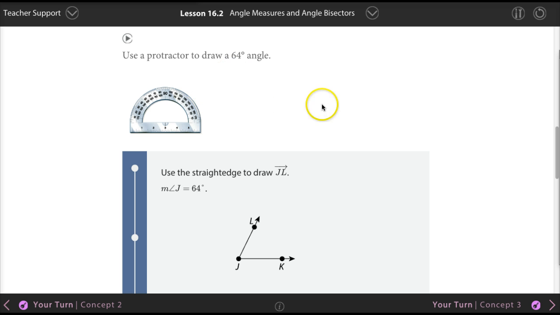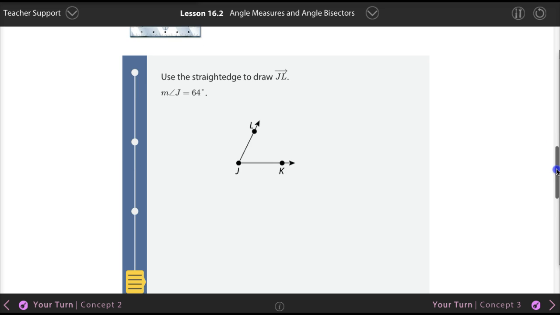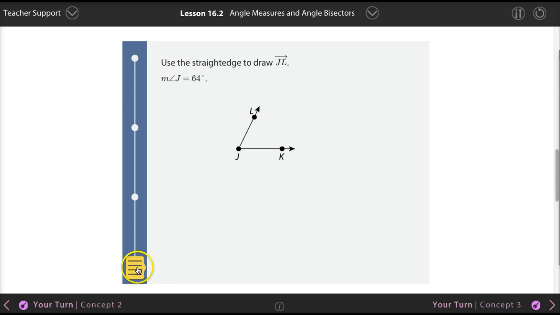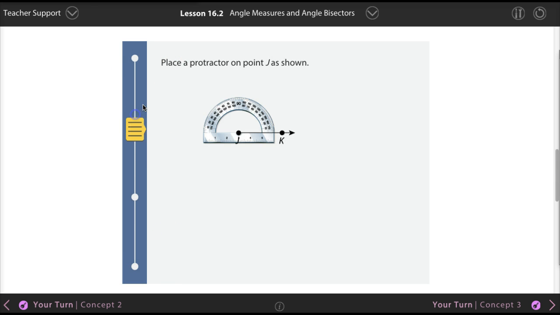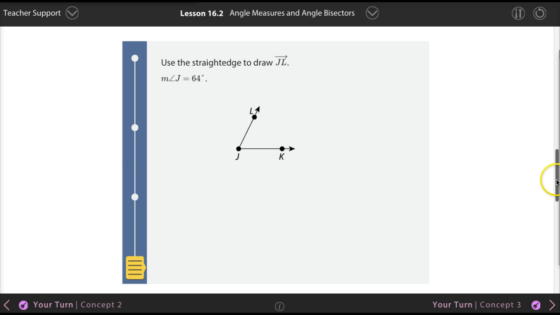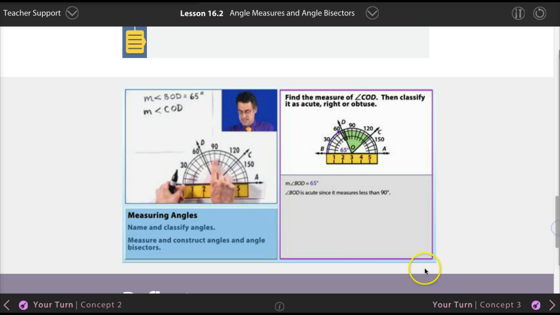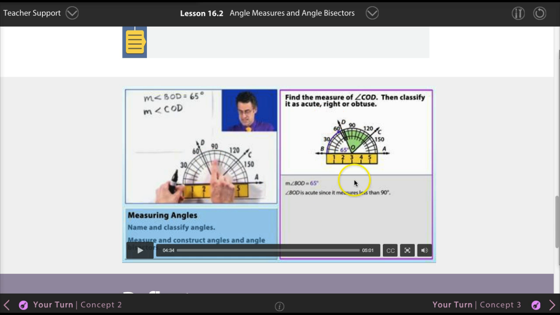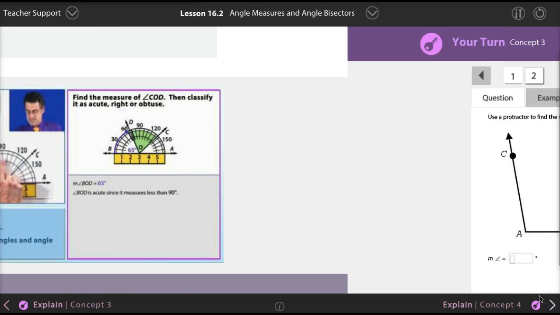You're going to go ahead and do this in class. You're going to use a protractor to draw a 64-degree angle. But before you come to class, make sure you use this so you can see how to do it, so I don't have to explain it to you so many times. Okay? And then of course I want you to watch this video.